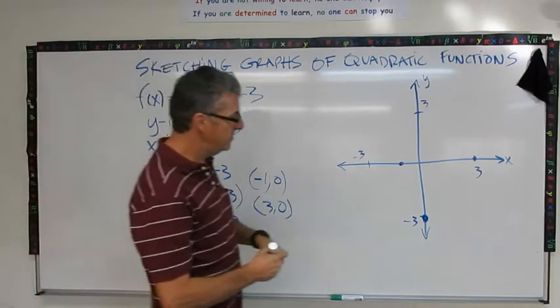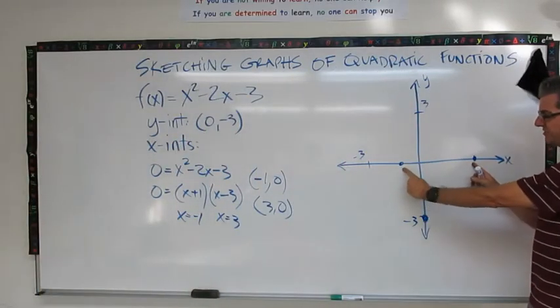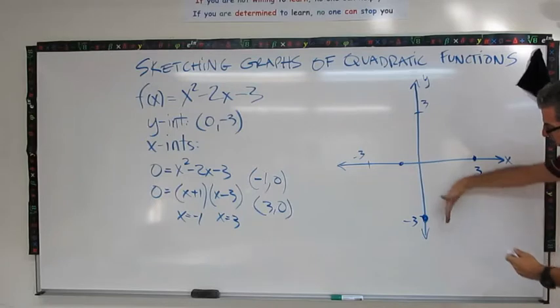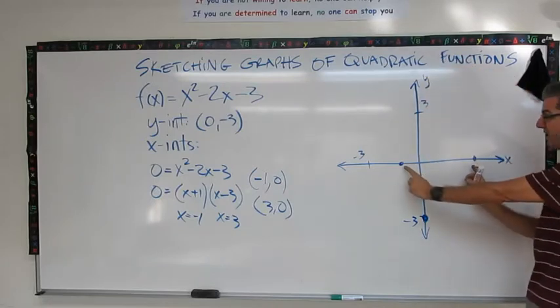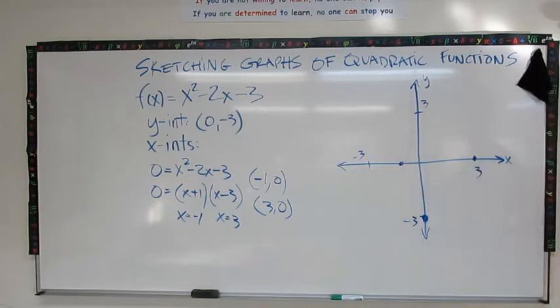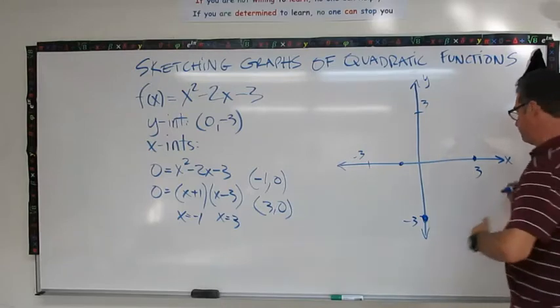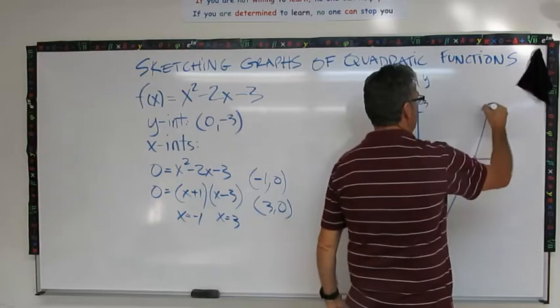The other thing to notice is that my x-intercepts are spaced out at -1 and at 3. So the vertex is going to be to this side of the y-axis. Remember, the vertex is exactly between the two x-intercepts. So in fact, I could kind of get a feeling for where the vertex is. It's going to be somewhere on this line. I'm just going to sketch it like that.